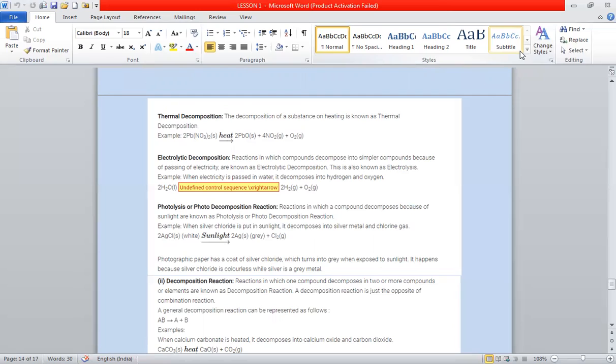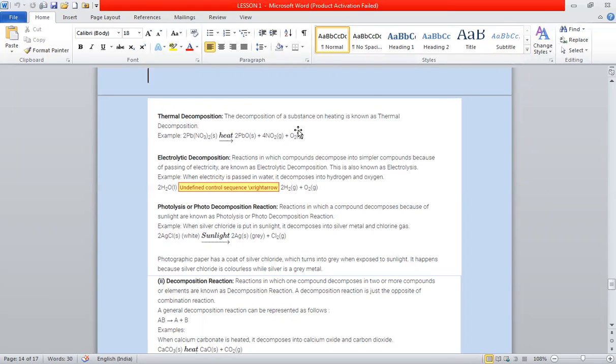There are three types of decomposition reaction. We'll study them one by one. First is thermal decomposition, then electrolytic decomposition, and photolytic decomposition. First of all, we are going to study thermal decomposition.